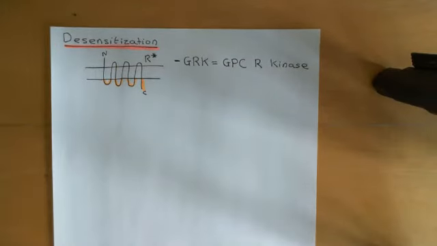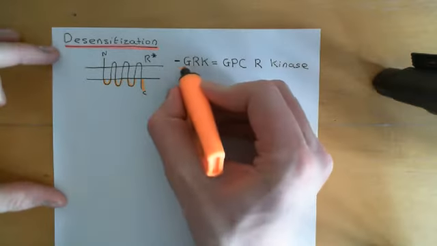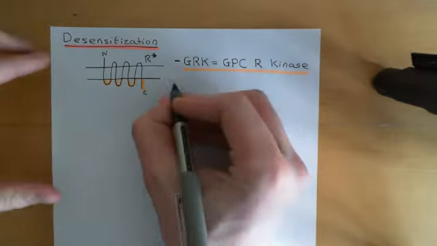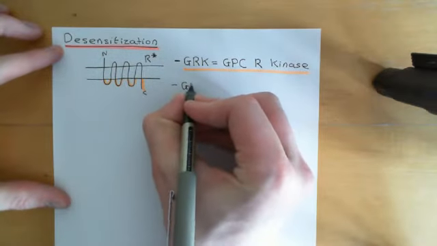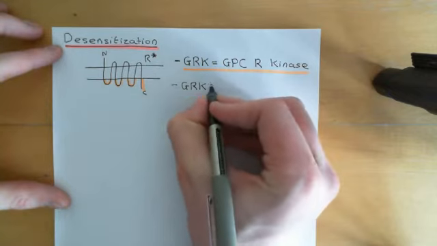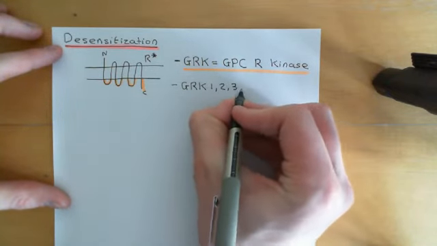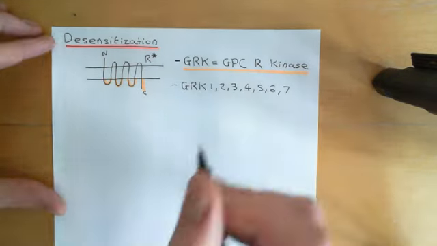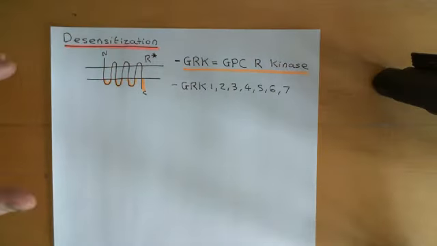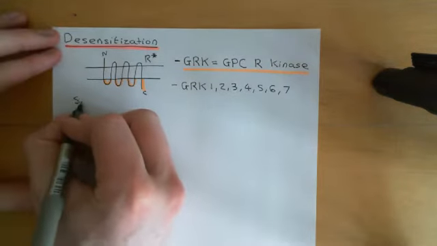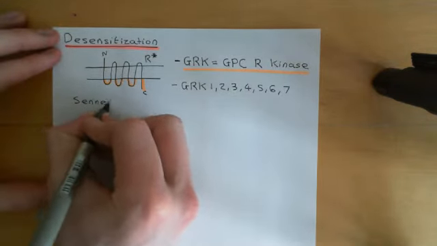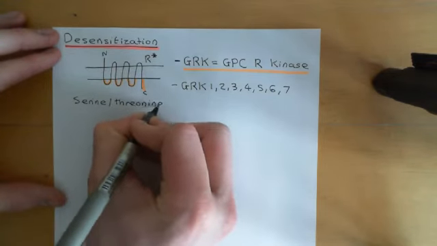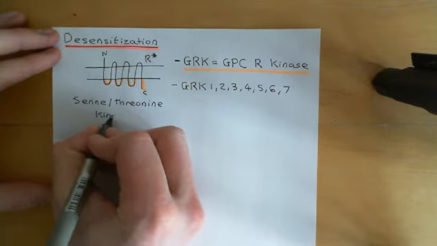Okay, now in humans you have 7 different G protein coupled receptor kinases. Okay, and these are called GRK1, GRK2, GRK3, GRK4, GRK5, GRK6, and GRK7. Okay, and they are all serine threonine kinases, okay? So they phosphorylate serine and threonine residues within proteins, not tyrosine residues, okay? Just serine and threonine residues.